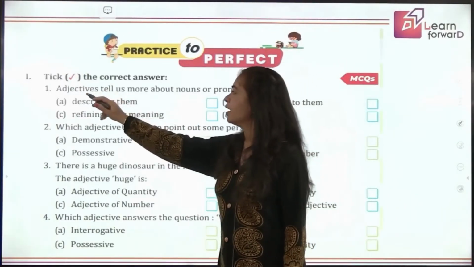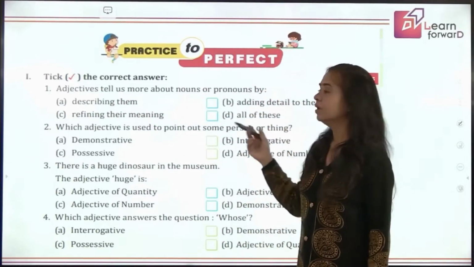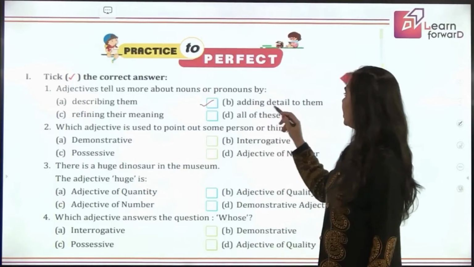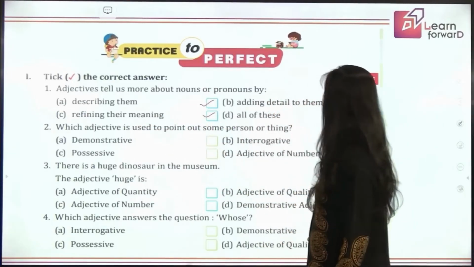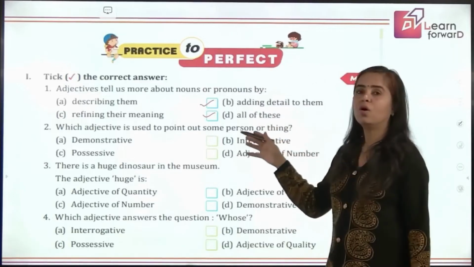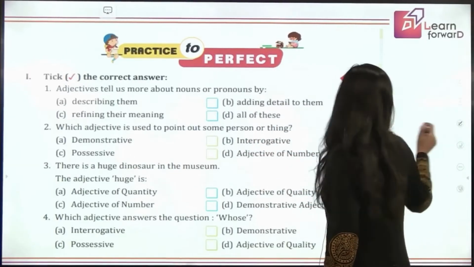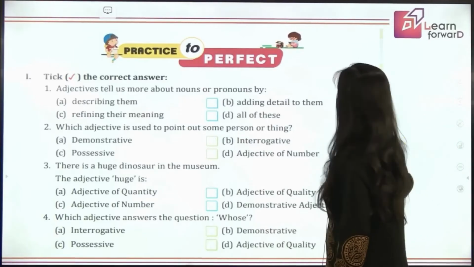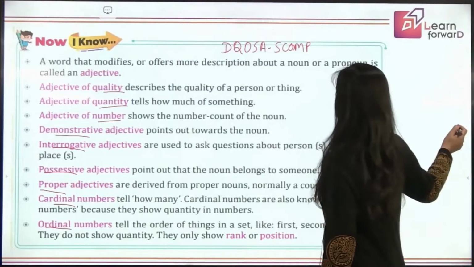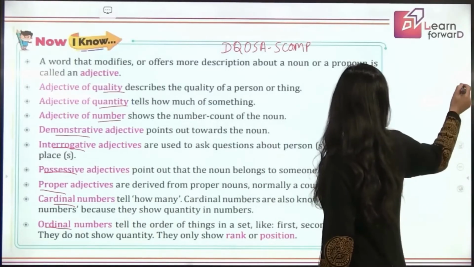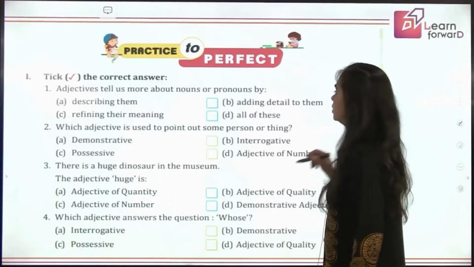Pick the correct answer. Adjectives tell us more about nouns or pronouns by what? By describing them, by adding detail to them, by refining their meaning. Yes, they do all. So all of these is the correct answer. All of these.